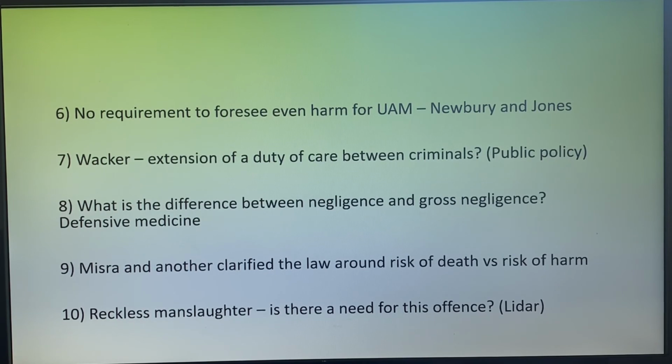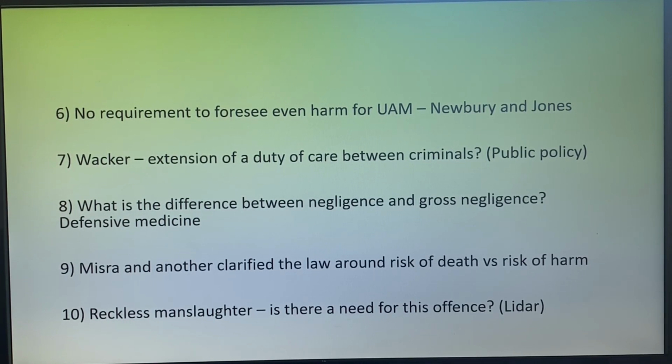Number 7, Wacker, as I mentioned earlier, the human trafficking case. Have they extended the duty of care between criminals now? They clearly decided this case based on public policy. It was in the public's best interest to say, well, actually, you're convicting this guy. He had killed 58 people through what he did. Public opinion is obviously very strongly in favour of prosecution. But the question is, does that apply to all criminals now, or is it just human trafficking cases? So they have created some more uncertainty by opening that up.